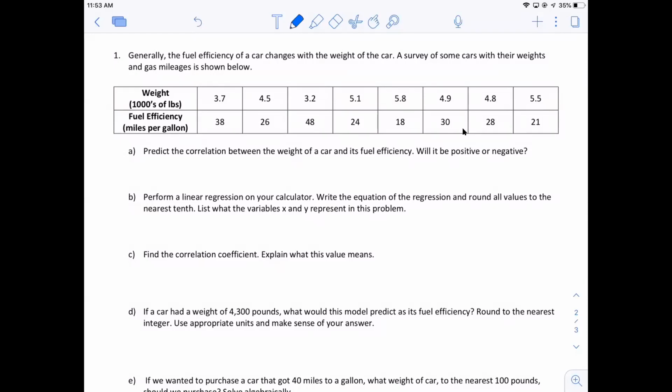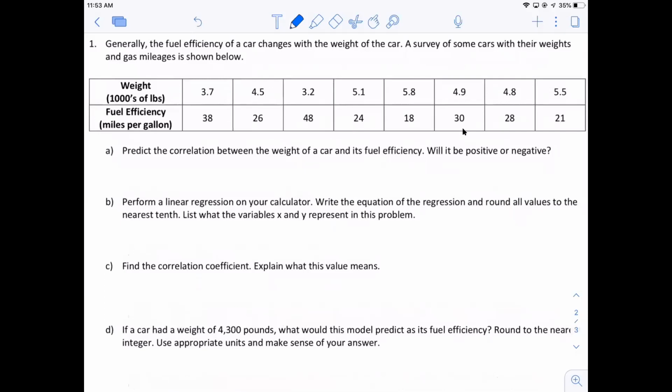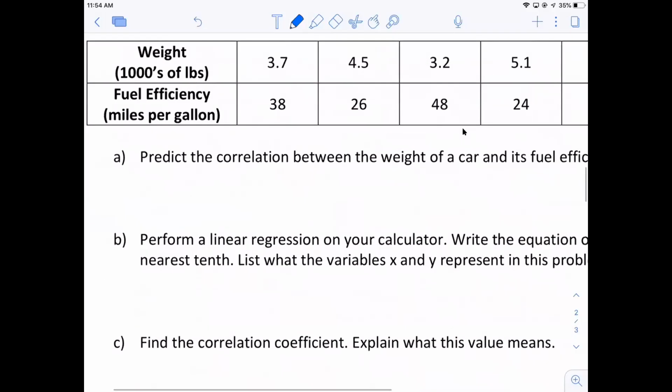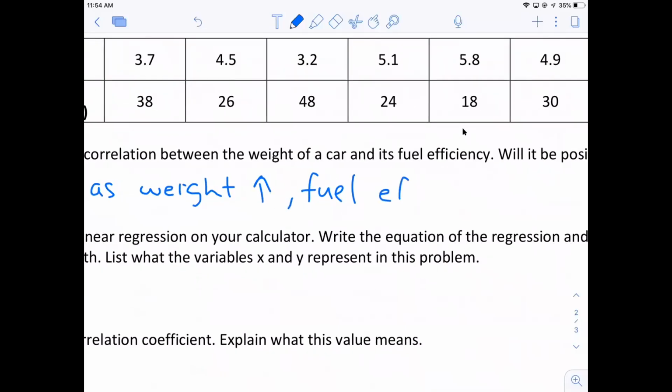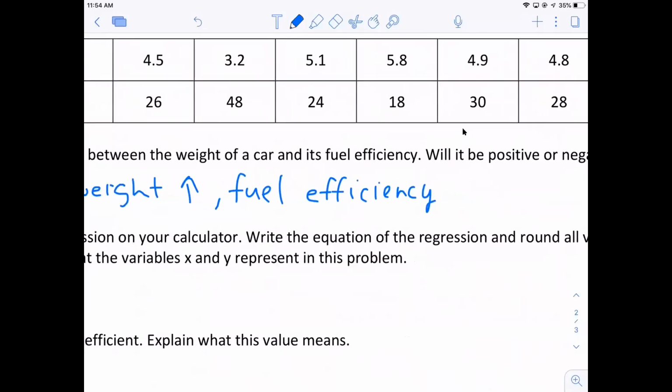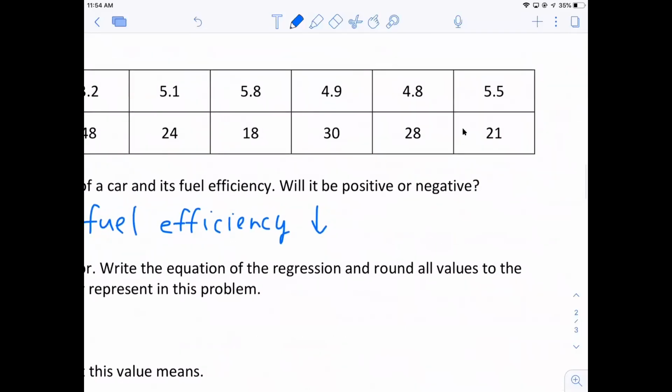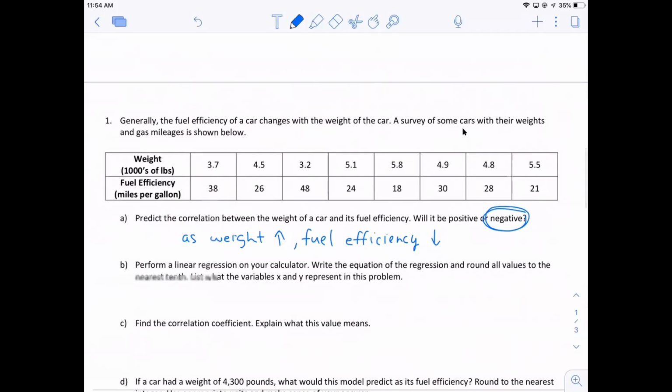Well, just think, as a car gets heavier and heavier, it's going to use more and more gas per gallon, so its fuel efficiency is going to go down. As weight increases, fuel efficiency is going to go down. The heavier the car you have, the more gas you're probably going to use to move it. So for me, I would predict a negative relationship.